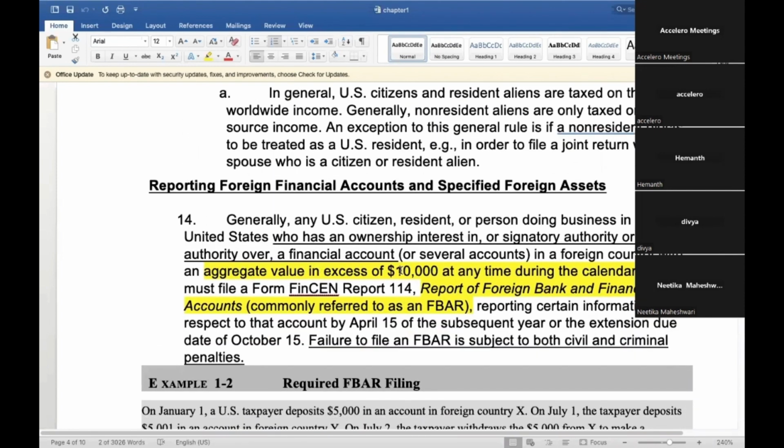Then we talked about FBAR reporting: any balance in excess of $10,000 at any time during the calendar year. We're talking about the aggregate value in all different financial accounts. There could be 5 different accounts, and the maximum balances may go up to $10,000 or more, and in that case, we need to report it.